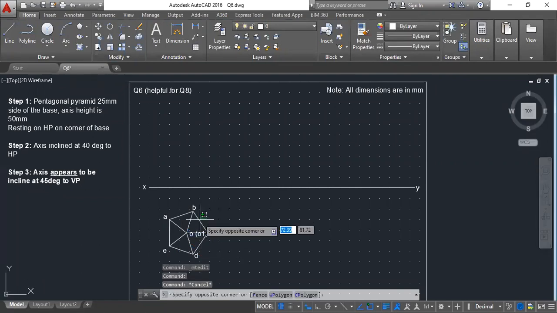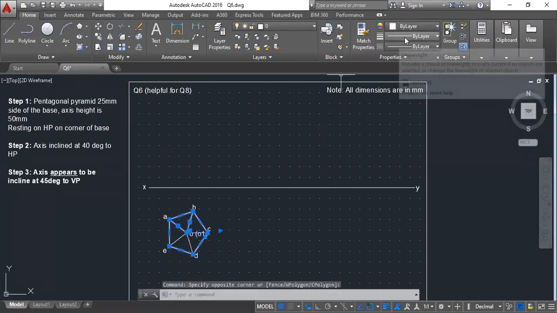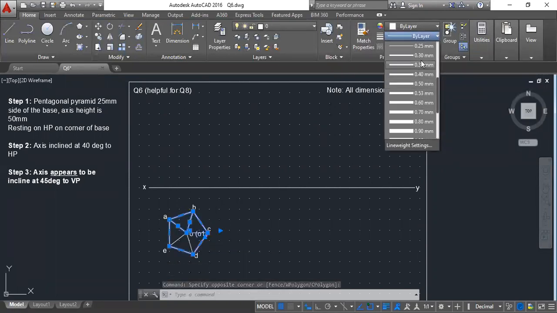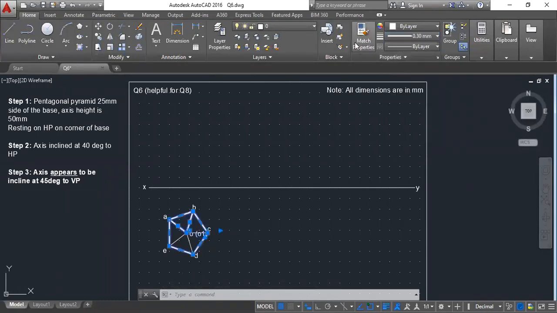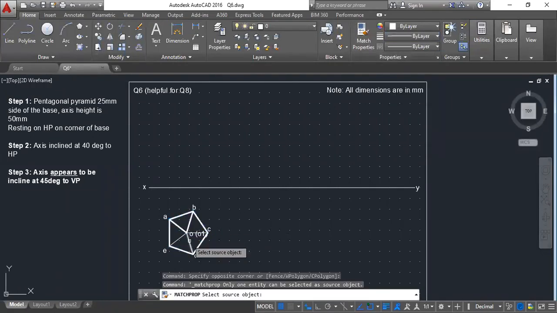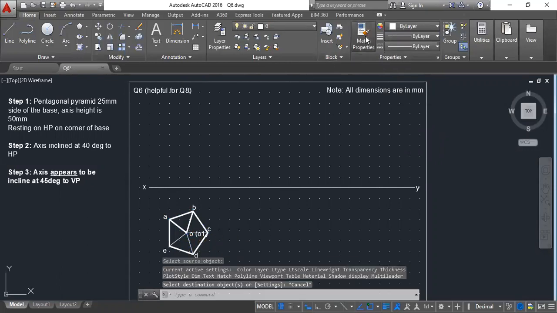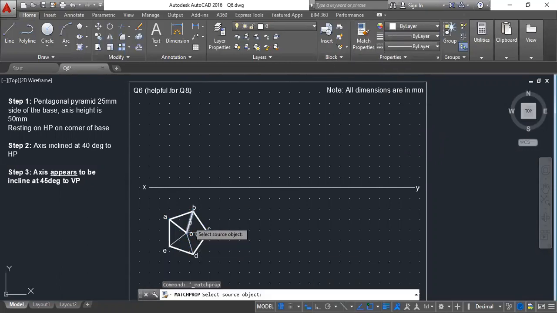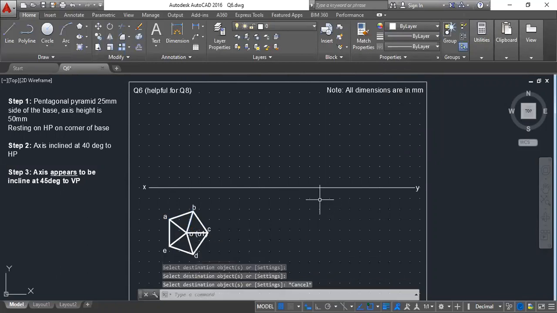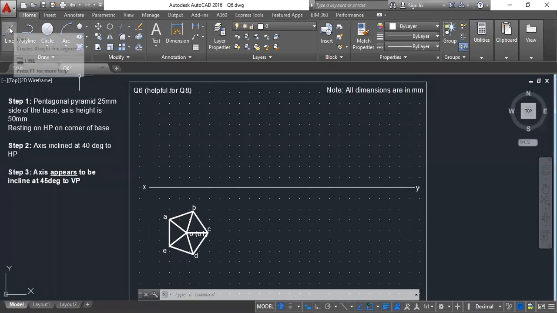The next thing is, let me make these things dark. That means let me give some line weight to it. Sorry. This you are supposed to do for every figure. So this will be my initial starting point. Once I get this starting point, next thing, as it is a pentagon pyramid, I'll see a triangle in the front view.